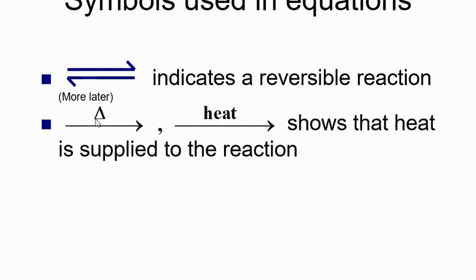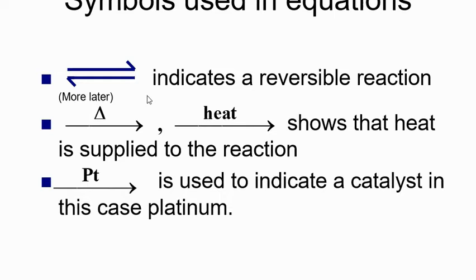If we ever put a little triangle over the arrow, that means that heat is added to the reaction. It means for the reaction to happen, we have to heat it up. Okay. It's a very common thing to add heat to it because that adds energy to the reaction and it lets it happen.